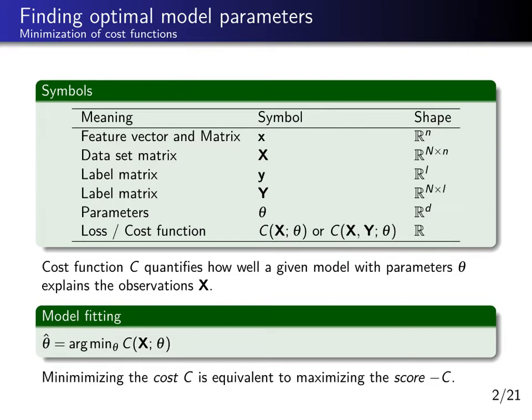Minimizing and maximizing are exchangeable. So usually we speak of loss functions, and then we want to minimize them. If we have a function like a score function that we want to maximize, we can equivalently minimize minus that function.